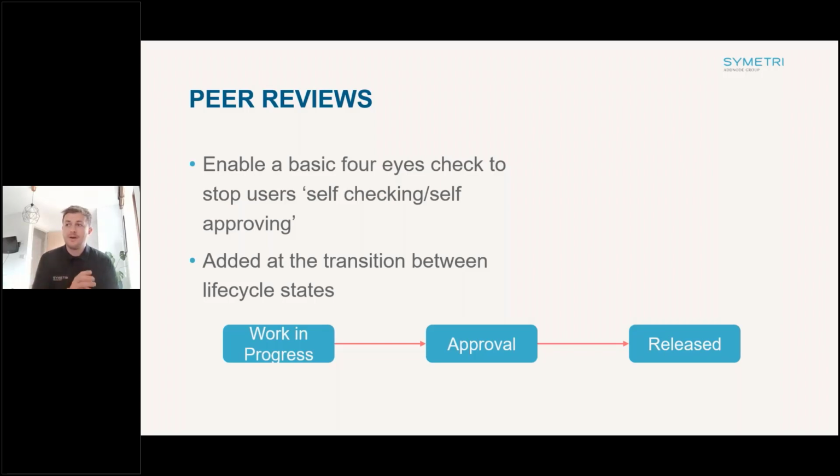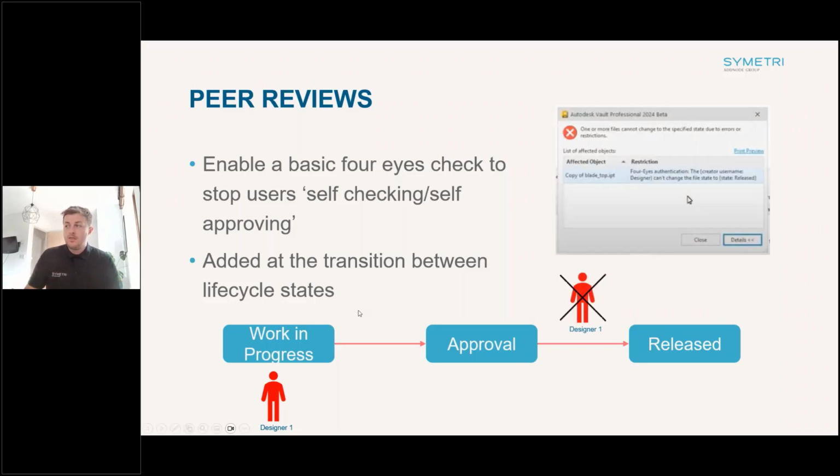So what they've introduced now is a checking state between the transitions. Again, this is applied at the transitional state. So say designer 1 moves their file from work in progress to approval, okay? If they then try to self-approve their own drawing that they've created, it's going to prompt them with an error message to say that that particular file has met the restrictions, or the compliance rules. I'll talk about that in a second.